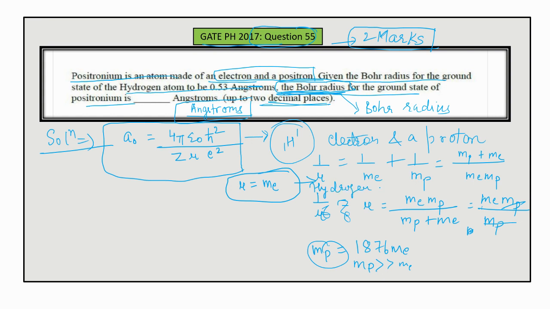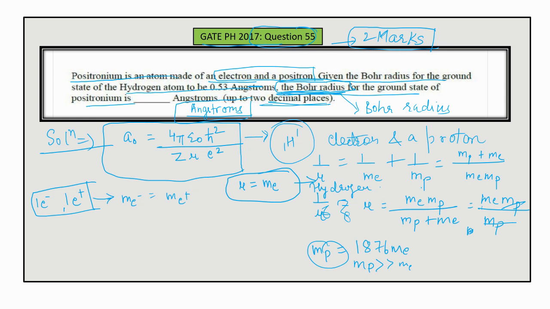But here what is given to us? It is positronium. In positronium we have one electron and one positron, and they are equal and opposite particles. They have the same mass.